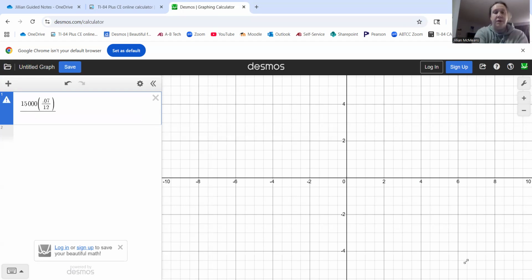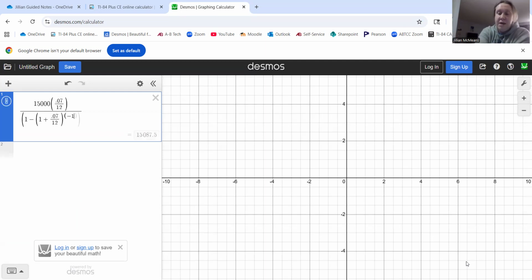And we want parentheses 1 minus parentheses 1 plus r over n, so 0.07 divided by 12. And we want an exponent, so remember, hold down shift and then type in 6. And we want negative, well, let me put it in parentheses. Remember, you've got to put your exponent in parentheses here if you have more than just a number. So we're going to go negative n, which is 12, times t, which is 4. And then we want to leave the exponent and end our parentheses.